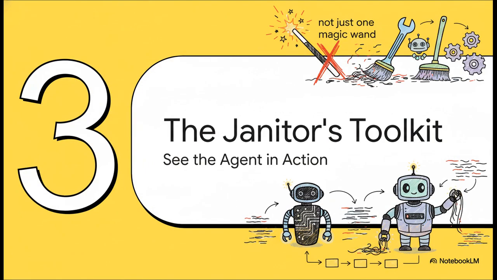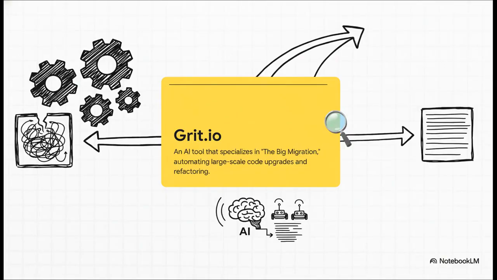All right, so how does it actually work? Well, it's not just one single magic wand. It's more like a whole toolkit of specialized agents. Let's pop the hood and look at a couple of really powerful examples to see how this whole thing comes to life. Okay, first up in the toolkit, we've got something called grit.io.